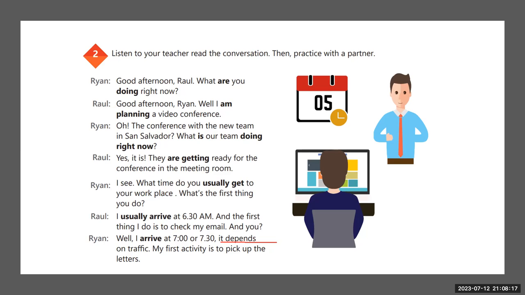Okay, I'm going to read again. Good afternoon, Raul. What are you doing right now? Good afternoon, Ryan. Well, I am planning a video conference. Oh, the conference with the new team in San Salvador? What is our team doing right now? Yes, it is. They are getting ready for the conference in the meeting room. I see. What time do you usually get to your workplace? What are the first things you do? I usually arrive at 6:30 a.m. and the first thing I do is to check my email. And you? Well, I arrive at 7 or 7:30. It depends on traffic. My first activity is to pick up the letters.